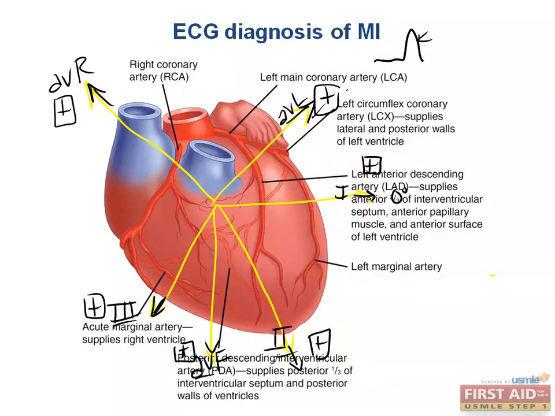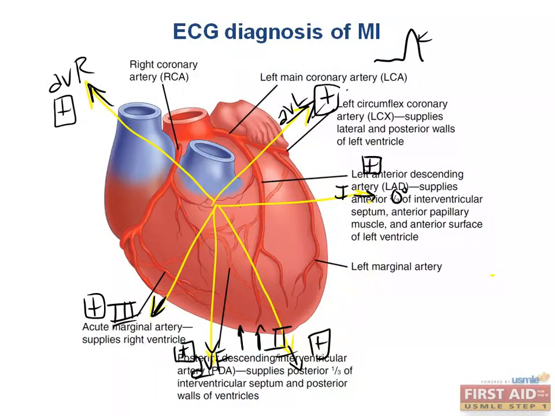So in summary, leads 2, 3, and AVF are cameras on the left foot looking up towards the heart, taking snapshots of the electrical activity and then scribbling it on your ECG paper. They tell you a lot about the inferior aspect of the heart. This makes sense, right? They're looking from way down here. They're like, hey, what's up? I'm looking all the way up at the heart from down at the feet. They are looking from underneath the heart.